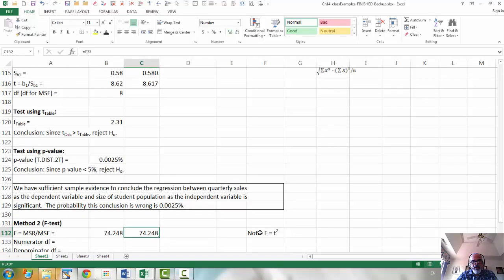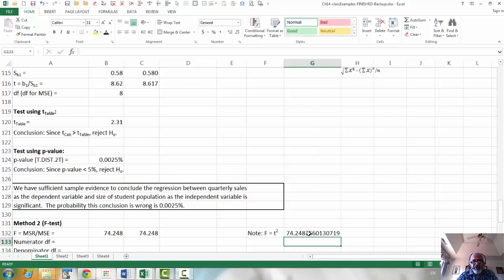Now we also need to note that F is simply T squared. So these two are related. These are two different methods for the same thing. So just take a look at this. You take the T and you square that T and you get the F value exactly. This is exactly the same number as that one.